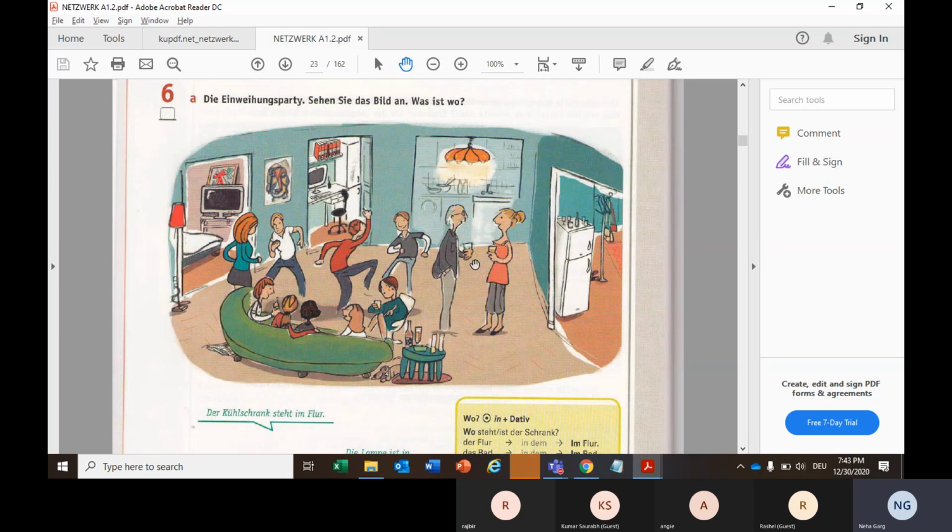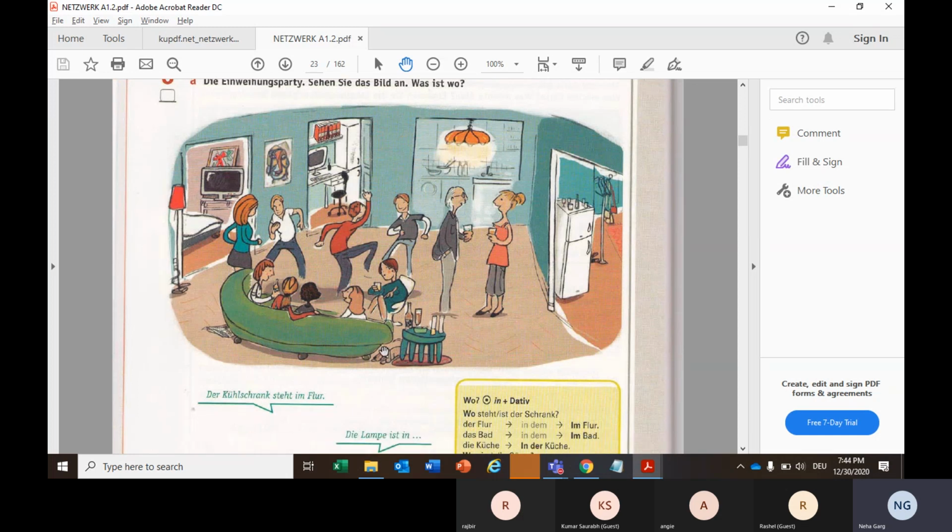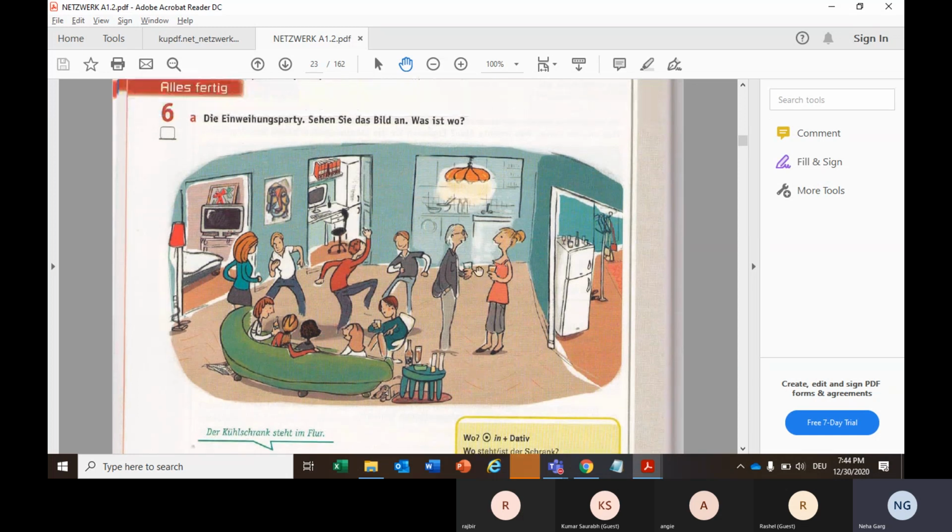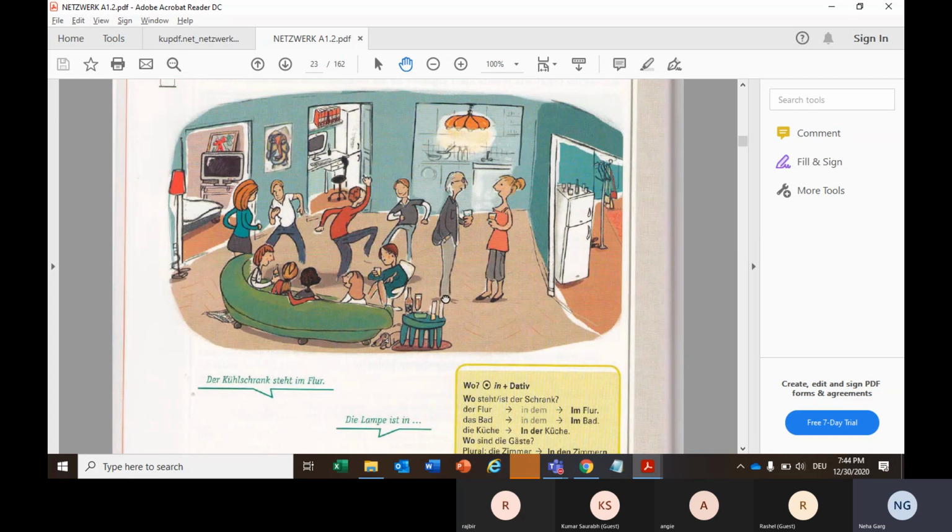For example, like the TV is in the bedroom, or the fridge is in the kitchen, or the people are sitting on the sofa, the drinks are on the table, the dog is under the table. You can use any preposition you want and try to make 5 sentences which explain this picture, whatever things are given here, either in an accusative way or in a dative way.